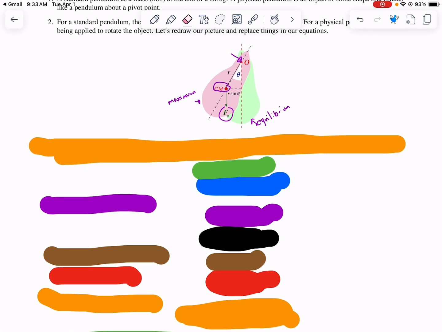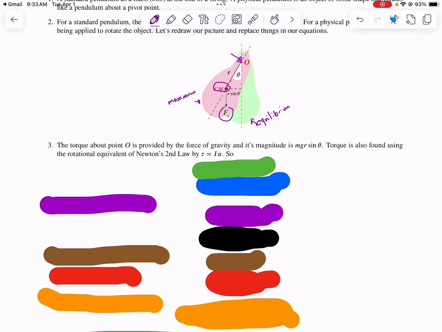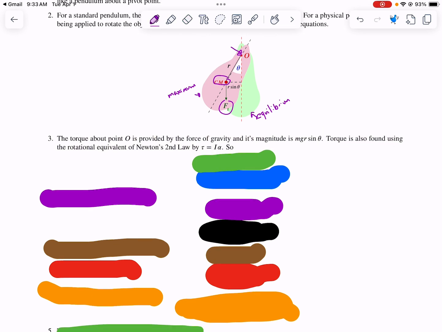We're going to look at the same set of equations, and we're just going to put in what we know. So instead of just the plain old force of gravity, the torque is going to be dependent on the force of gravity, which has a magnitude of mg, and the torque is mgr times the sine of theta. That's because we're dealing with a torque here.